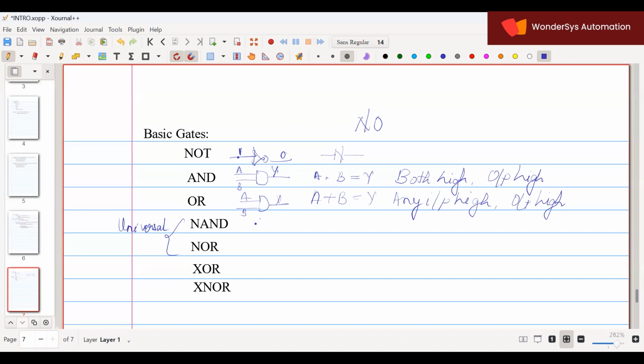Can anyone tell me why it is called a universal gate? Why are these two called universal gates? The NAND gate is the inverse of the AND gate, madam. That is okay, but why is it called a universal gate? I think we can use an AND gate like a NAND gate.